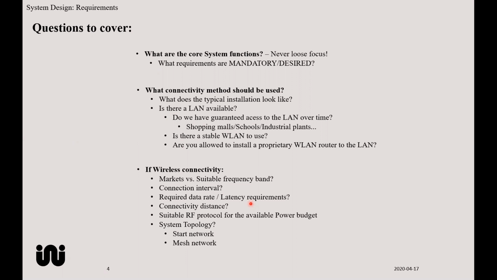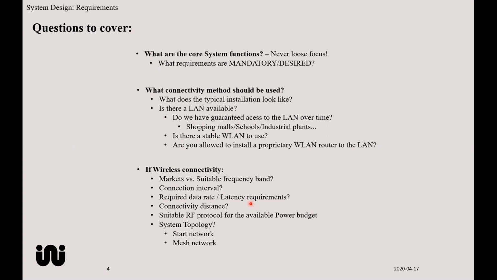If you go wireless, then you need to understand the markets, of course, of this design that you're doing. Should it be sold in the US? Should it be sold in Europe or Asia? So depending on what technology you use, there are different aspects of this frequency band registrations.